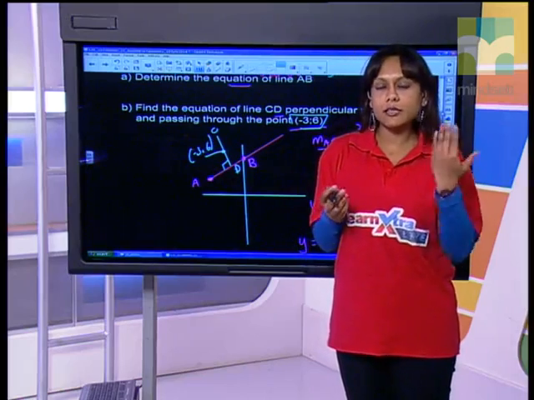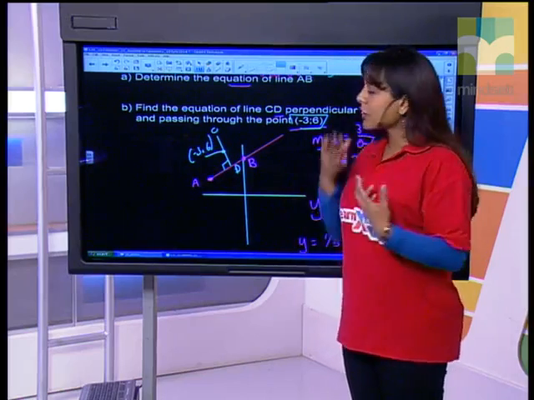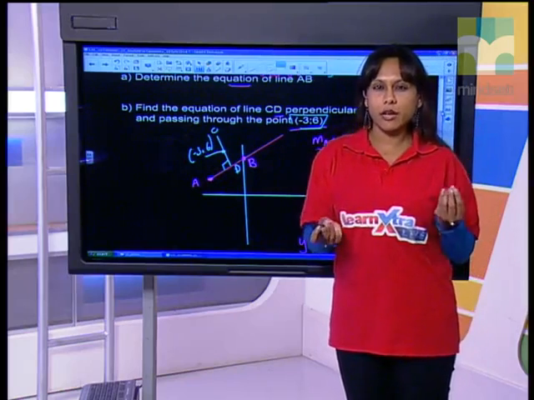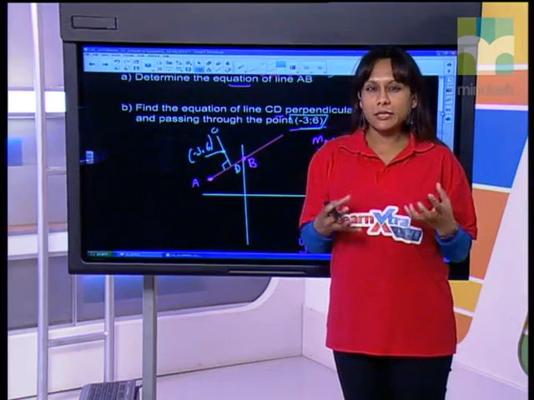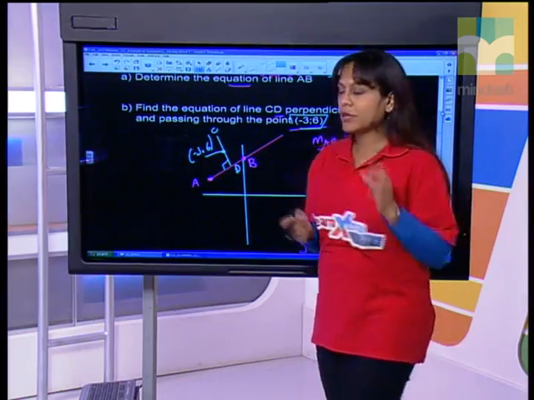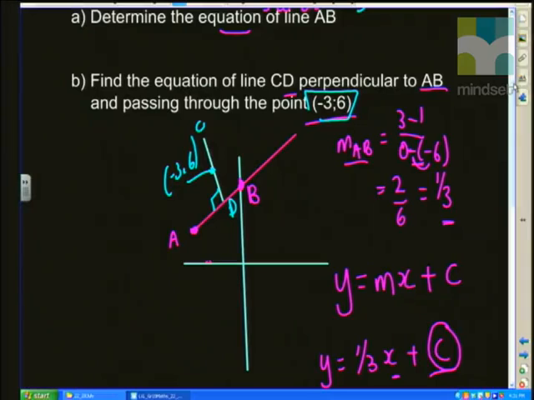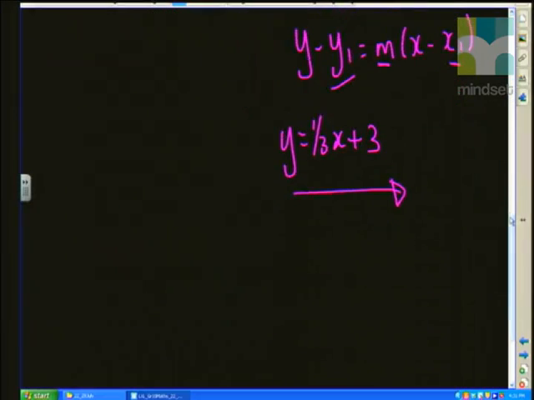Remember, we discussed this in the summary at the beginning of this lesson. In order to find the gradient of the perpendicular line, we take into account that the product of the gradients of perpendicular lines is minus 1. So therefore, we know the gradient of AB is a third. That gradient of AB times the gradient of CD, the product of those two must be equal to minus 1. So what I'm saying is the gradient of AB times the gradient of CD must be equal to minus 1.